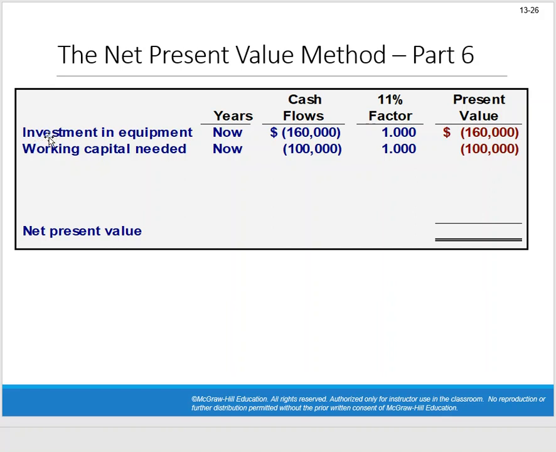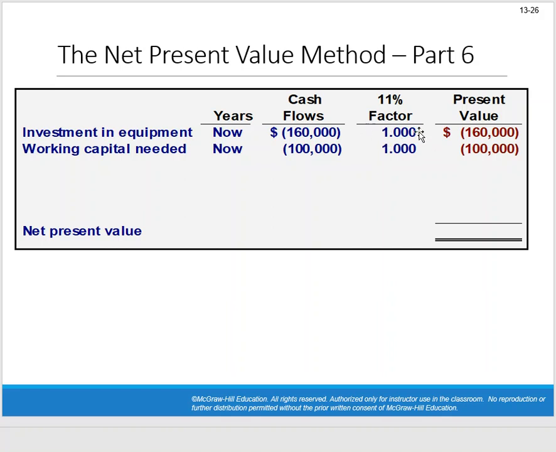So here what they're saying is that our investment in equipment happens now. That's a $160,000 outflow. Now it happens now, and therefore our factor is 1. In a few moments, we'll deal with what happens when it's not now, and we'll figure out how to get that factor. But if it happens now, the factor is 1.